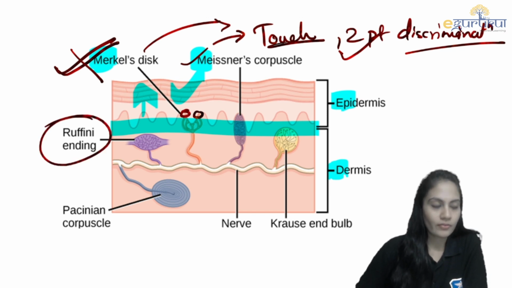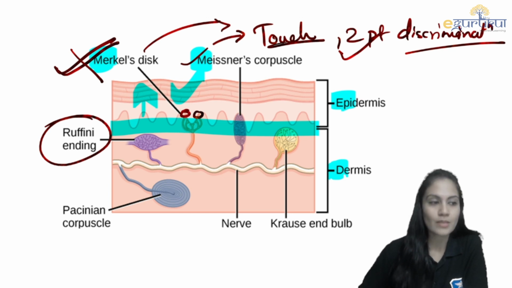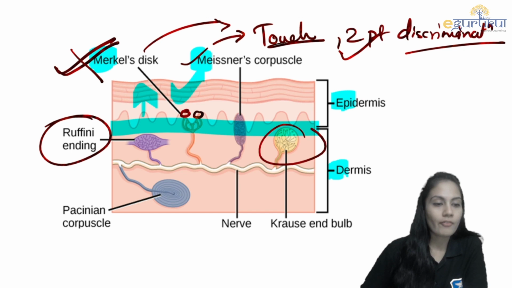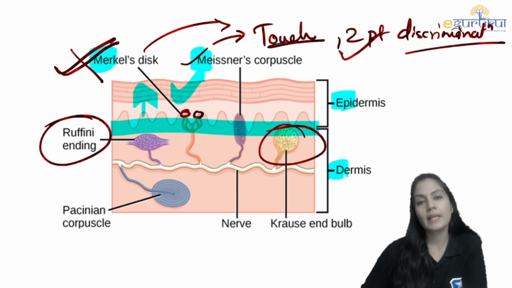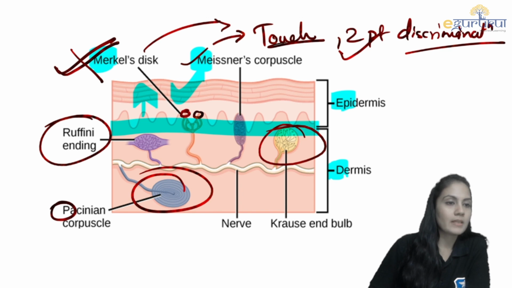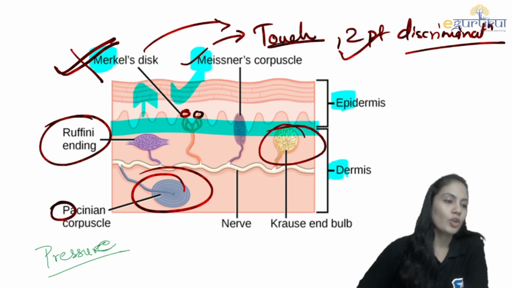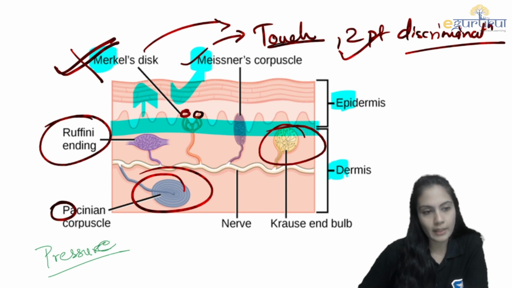Then we have Ruffini endings, which are mechanoreceptors that sense stretch, and some books write that they also sense temperature. So stretch and temperature. Then we have Krause end bulbs, which sense cold temperature. Then we have Pacinian corpuscles. P for Pacinian, and when we talk about P, think pressure. So we are done with the temperature receptors.